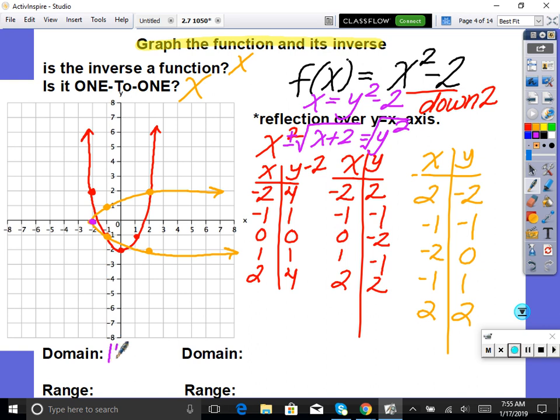Good, negative infinity to infinity, so all real numbers. Therefore, my inverse's range is all real numbers. What is the range of the red function? Negative 2 to infinity, therefore, the domain of the inverse also must be negative 2 to infinity. Is this seeming hard to anybody, or does it feel all the same stuff we've learned?